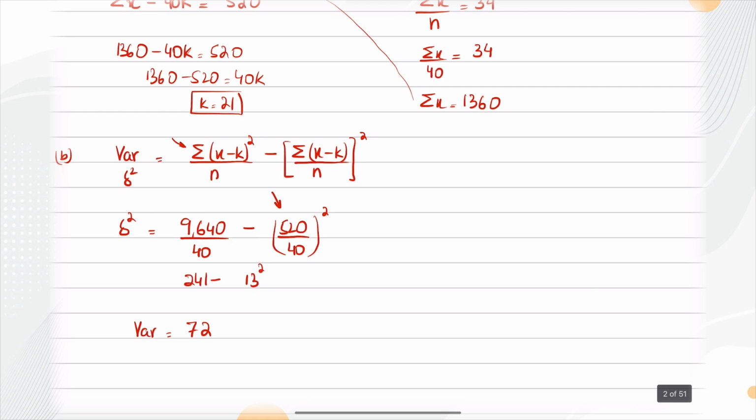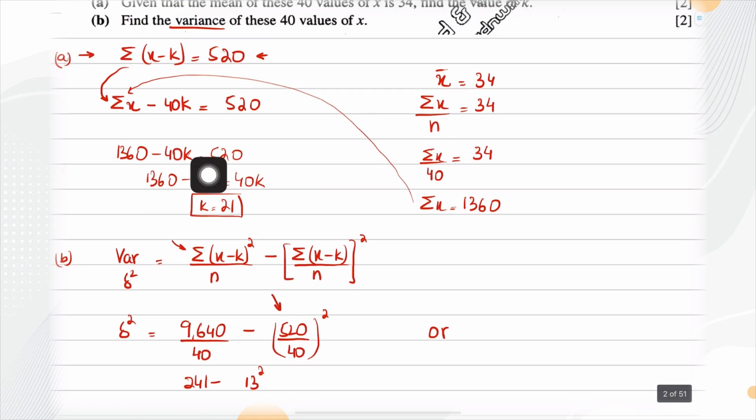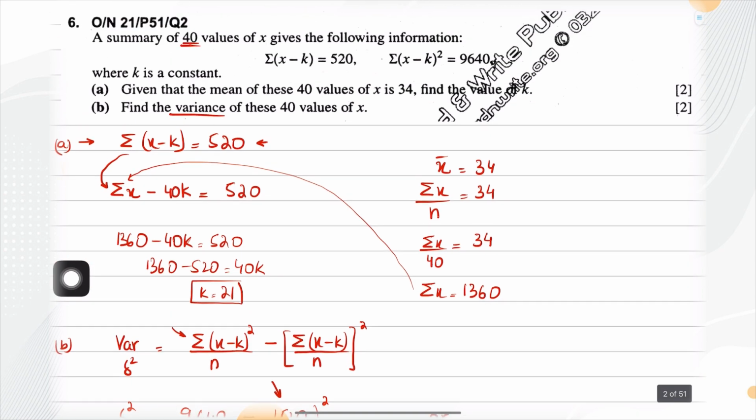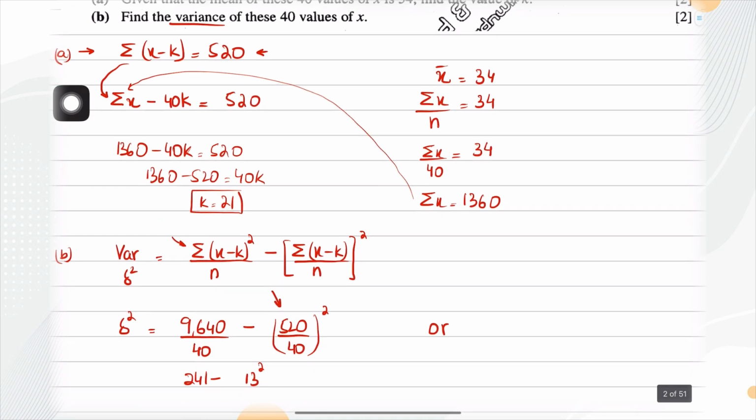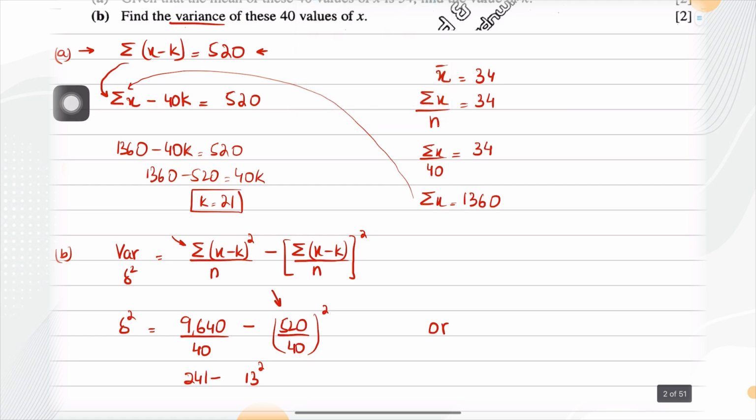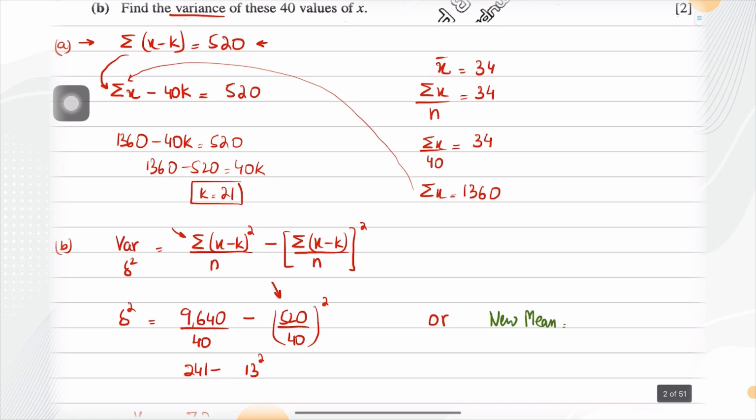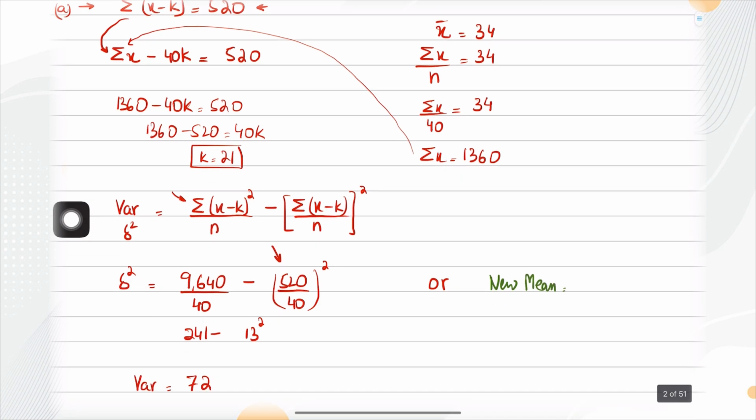Now, another thing that you could have done is this: we know that if something is deducted from all the values of x, the same is deducted from the mean. Previously, the mean was 34. And now, if you want to find out the new mean, let's write that down. Now, the new mean after k, which is equal to 21, has been deducted, would be equal to the old mean minus k.